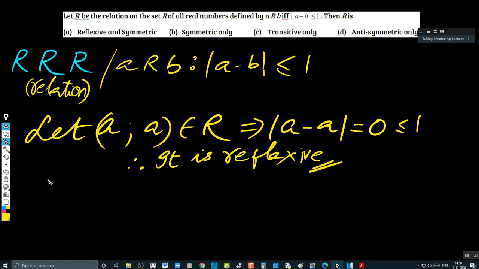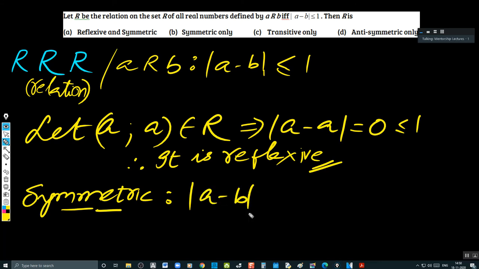Next one, symmetric. Take any example. You can take even A, B reversed also. Modulus of A minus B less than or equal to 1 implies modulus of B minus A is also less than or equal to 1. That's correct or not? Even if we take minus common, because it is modulus, it makes no difference. Is it symmetric or not? Yes, sir. Therefore it is symmetric.